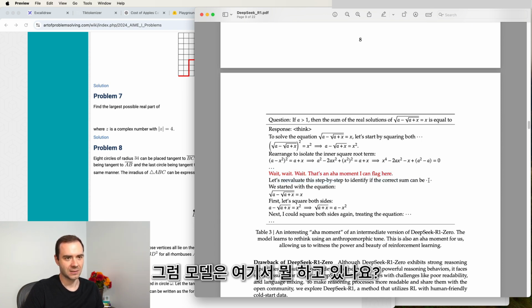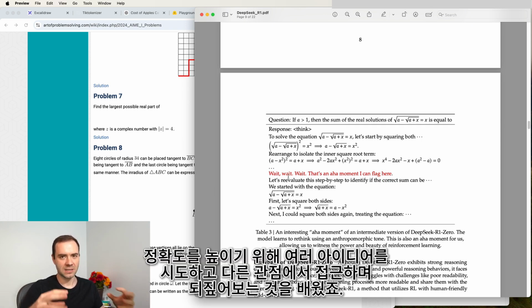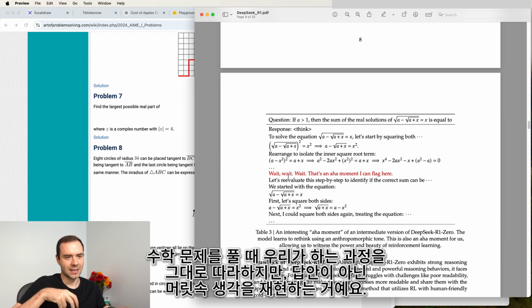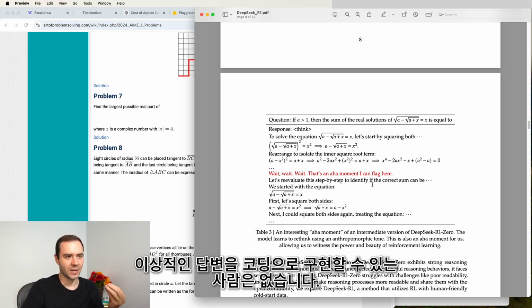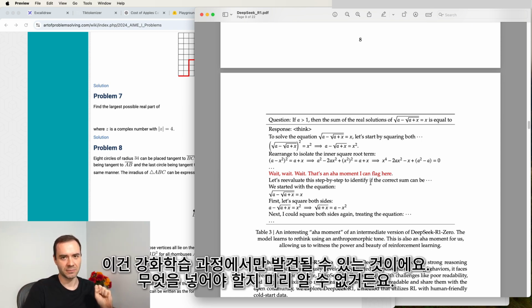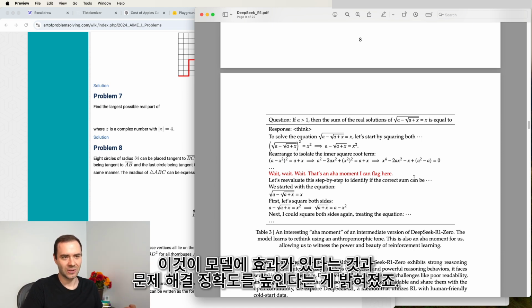So what is the model doing here? The model is basically reevaluating steps. It has learned that it works better for accuracy to try out lots of ideas, try something from different perspectives, retrace, reframe, backtrack. It's doing a lot of the things that you and I do in the process of problem solving for mathematical questions, but it's rediscovering what happens in your head, not what you put down in the solution. And there is no human who can hard code this into the ideal assistant response. This is only something that can be discovered in the process of reinforcement learning, because you wouldn't know what to put here. This just turns out to work for the model and it improves its accuracy in problem solving.